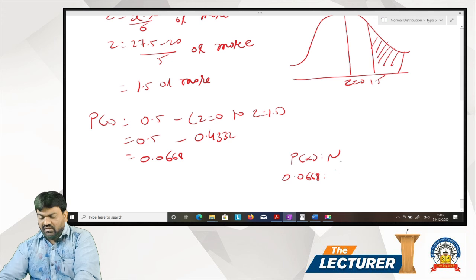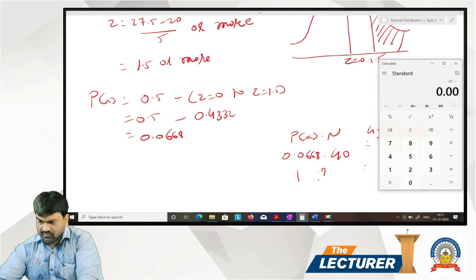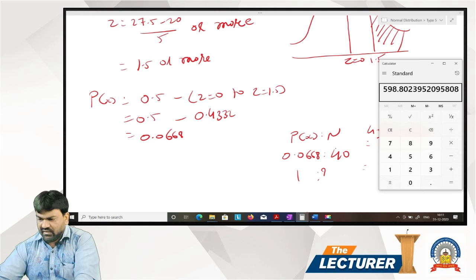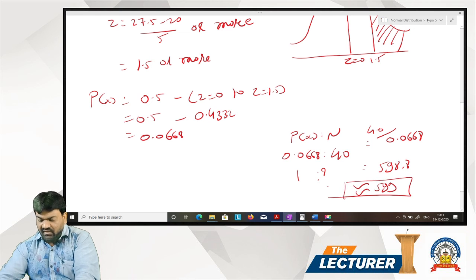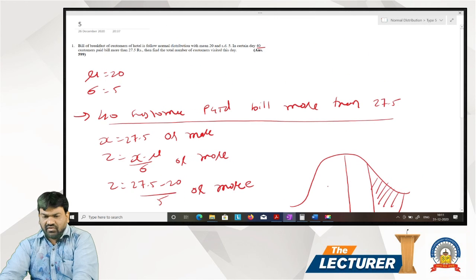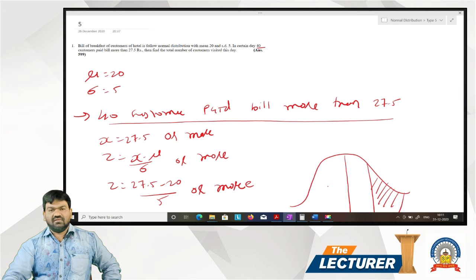Now put it in: P of x, 0.0668, is equal to 40 customers. Then for probability 1, how much? 40 divided by 0.0668, that is 598.8. That means 599. In total, 599 customers visited the restaurant or hotel for breakfast on that day. Here our type 5 is completed. In the next session we will start our next type, that is type 6. Thank you.